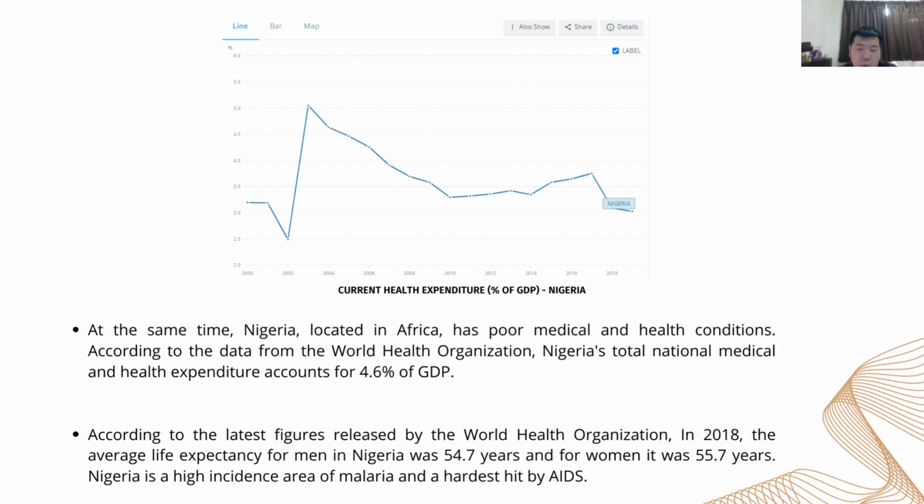But at the same time, Nigeria, located in Africa, has poor medical and health conditions. According to the data from the World Health Organization, Nigeria's total national medical and health expenditure accounts for 4.6% of GDP. According to the latest figures released by the World Health Organization in 2018, the average life expectancy for men in Nigeria was 54.7 years, and for women, it was 55.7 years. Nigeria is a high incidence area for malaria and is hit by Aedes.